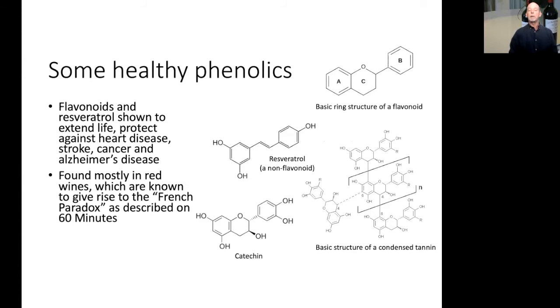The simpler compounds, such as resveratrol, seen here in this picture, are well known to help protect against heart disease or stroke and cancer and even Alzheimer's disease. They're mostly found in red wines, although you can find a small amount of it in some of the white wine grape varieties such as Pinot Gris or even Chardonnay, but at much, much lower concentrations than in the red wines.